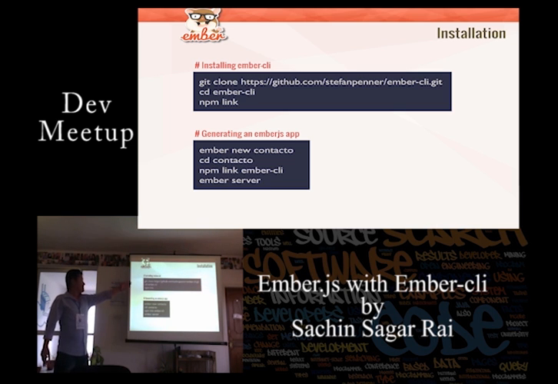After installing that, you will get the binary ember in the CLI. So you just type ember new contact-tool. Then you cd into that and npm link ember-cli. The command will link that installation over here, and you can run ember server, and it will fire up on localhost:4200. So this is the installation.